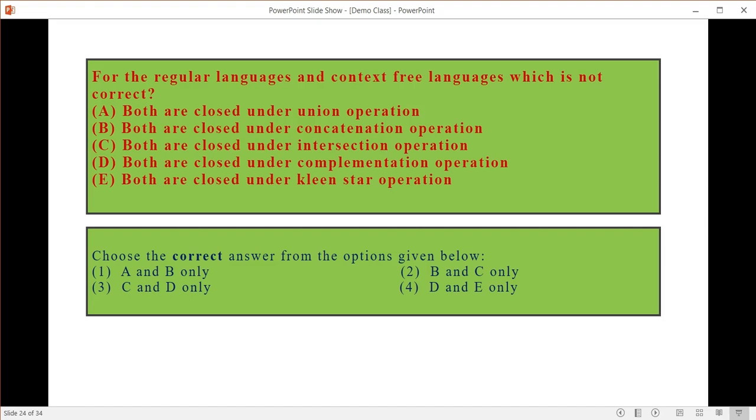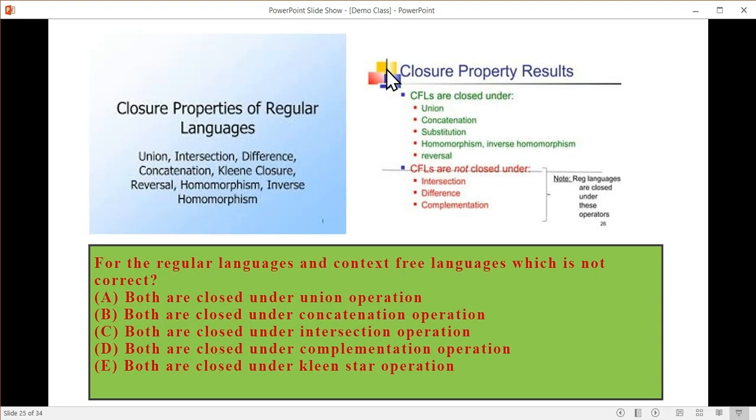Another question involved in TOC in recent years is, for regular languages and context free languages, which of the following is not correct? Both are closed under union operation. Both are closed under concatenation operation. Both are closed under intersection, then complementation, then Kleene star. These are the options given for this question, based on regular languages and context free languages.